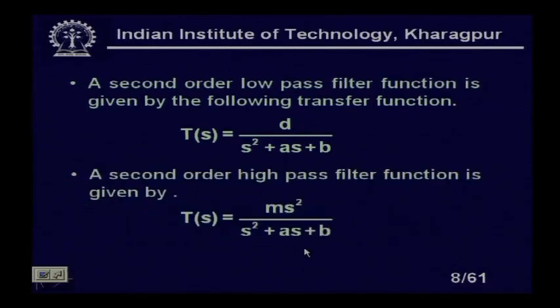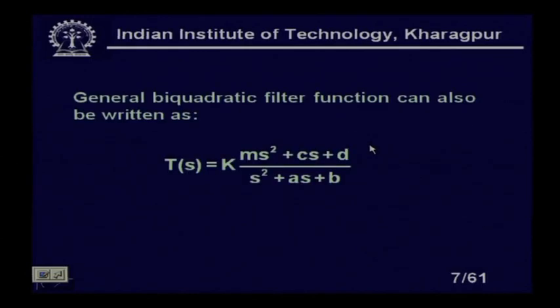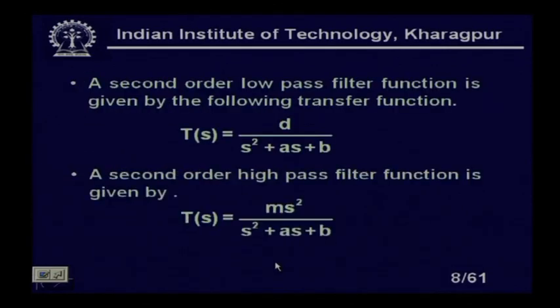A second order high pass filter function is given by this: T(s) = m s square upon s square plus a s plus b. So, you can see that if you look at the generalized function, if I make m and c 0, I will get a low pass function. If I make c and d 0, then I will get a high pass function, is it not. You see this high pass function. Now, k is absorbed in m, because we have a gain constant k; here also k is absorbed in d. So, we have this high pass function.